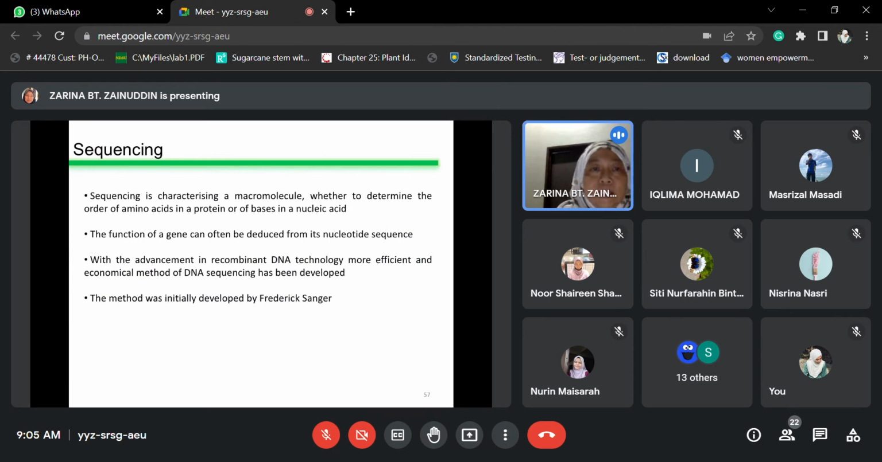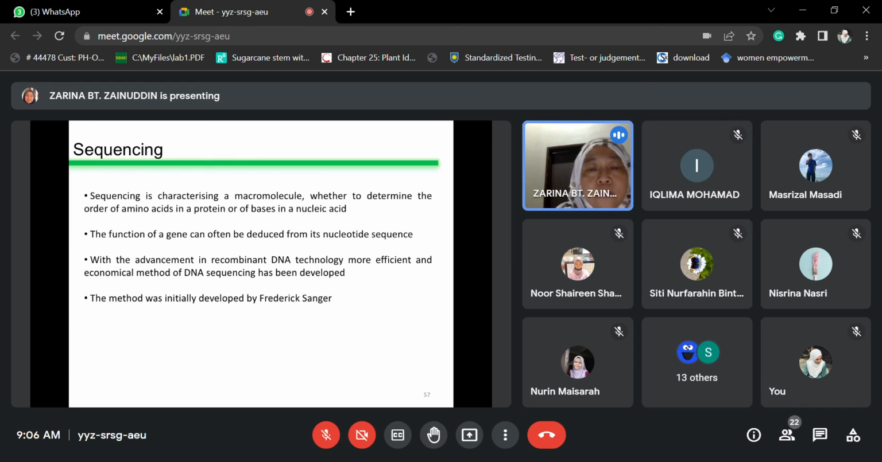So why is it important to do sequencing? Because based on the nucleotide sequence or the protein sequence, we are able to know the function of a gene. Previously, sequencing, for example of an organism, was very expensive. But now there are many technologies available, so the process of sequencing has become more efficient and cheaper.